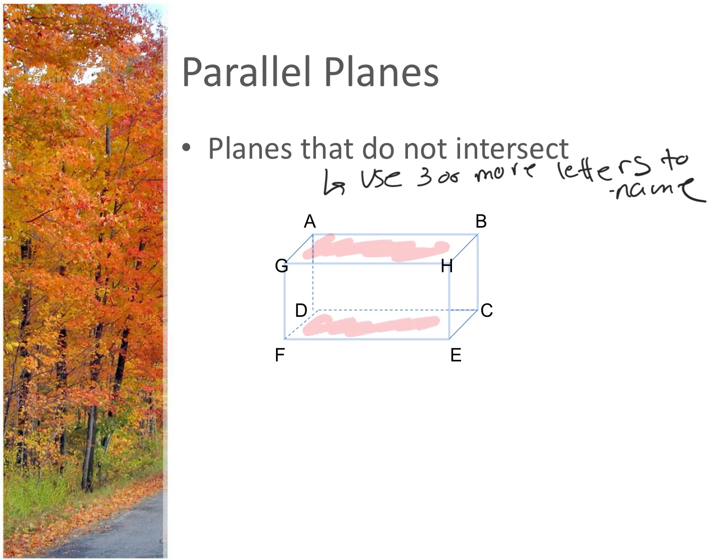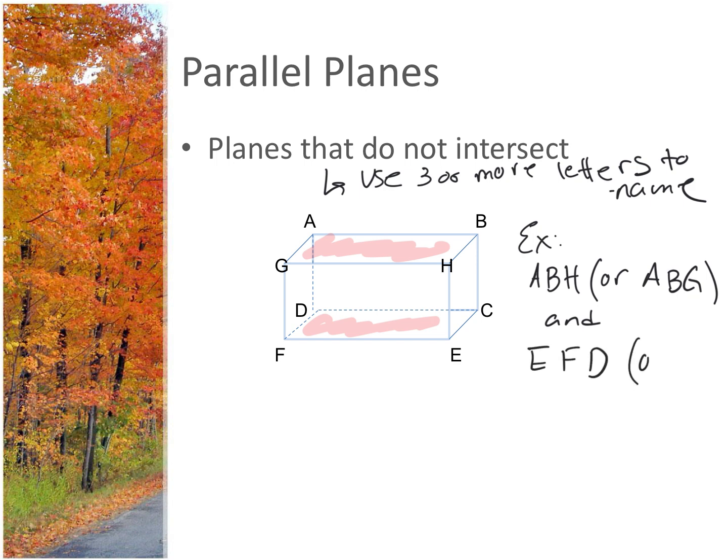So let's write the example. So plane, let's call it ABH. We can also call it, just as an example, ABG. And plane EFD. Again, as an example, I'm just going to rearrange the letters. DFE, that's also allowed, different orders. Those are 2 planes, the top and the bottom, that are parallel.